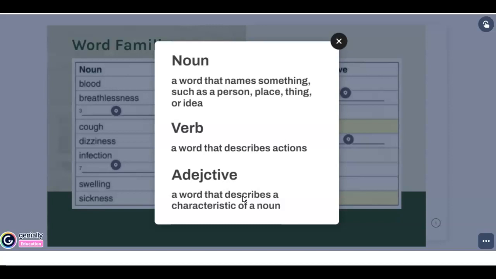It could be bruising, it could be dizzy, it could be, let me think of any other, swollen, okay? So these are some of the elements that we can have in a word family.